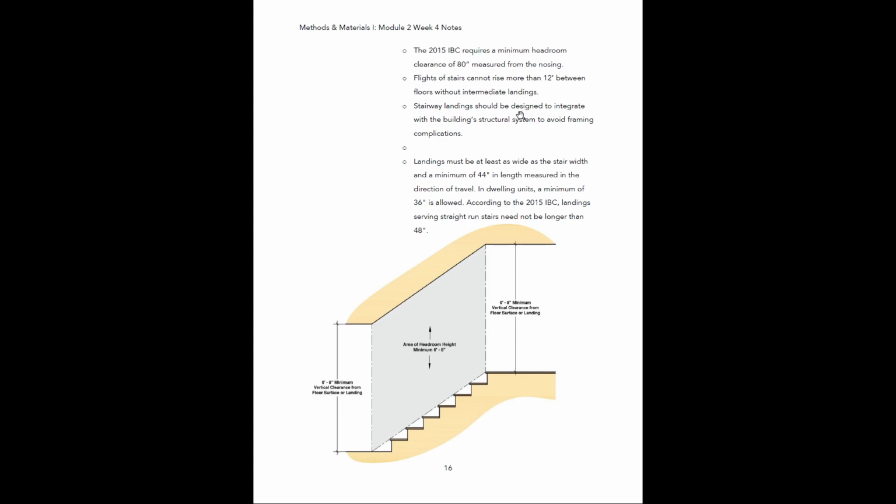Structural landings, or stairway landings, should be designed to integrate with the building's structural system to avoid framing complications. And landings must be at least as wide as the stair width and a minimum of 44 inches in length, measured in the direction of travel. In dwelling units, a minimum of 36 inches is allowed, and according to the IBC, landings serving straight run stairs need not be longer than 48 inches.